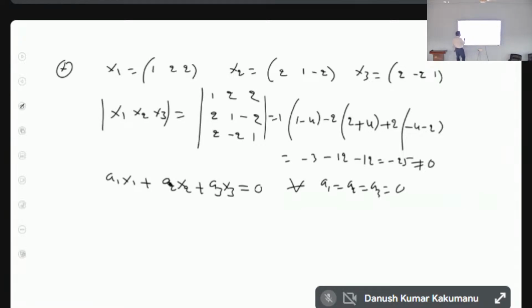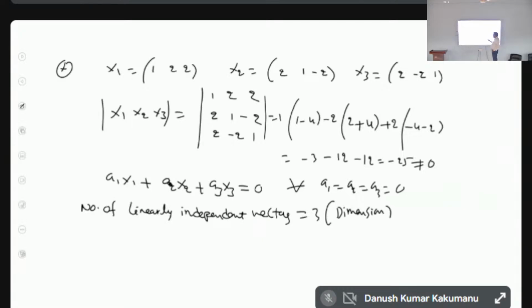How many vectors are linearly independent? Number of linearly independent vectors. How many linearly independent vectors? 3. Three vectors are linearly independent. This 3 is called dimension. One more definition, remember: dimension. Please note down the definition. What is the dimension? Number of linearly independent vectors is called dimension.